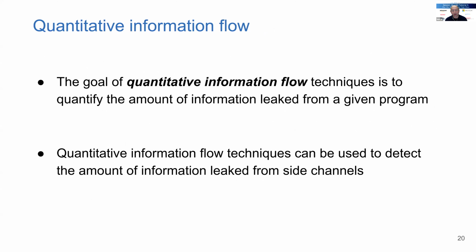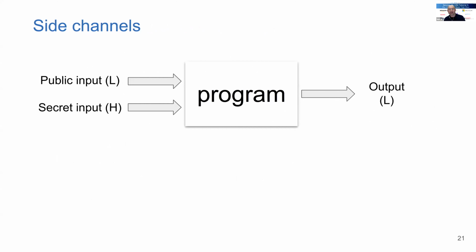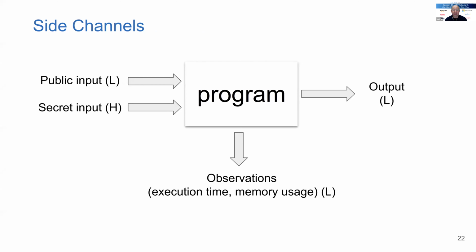And side channels are an example of that. Quantifying information leakage through side channels is one example. So again, just at a high level, what is side channel leakage? We have public and secret inputs to a program, and we have an output, and let's say the output is public. But we also have some observations about the program, which could be execution time, memory usage, and we also assume that they are visible to the public. So these are not secret values, so we can observe those characteristics.